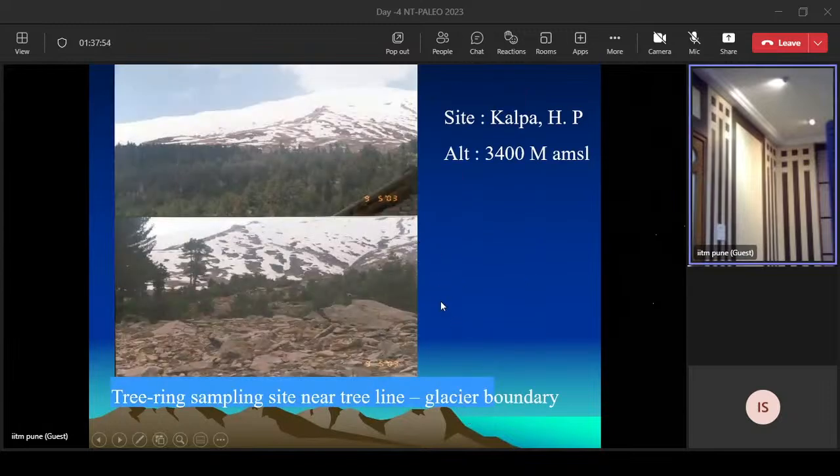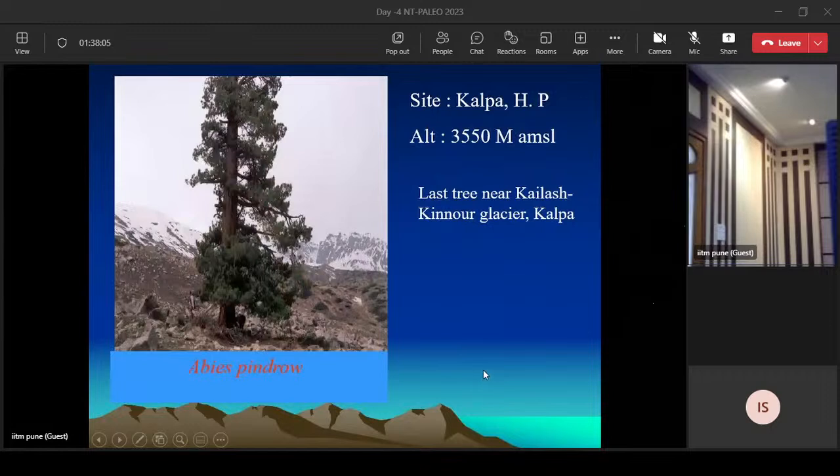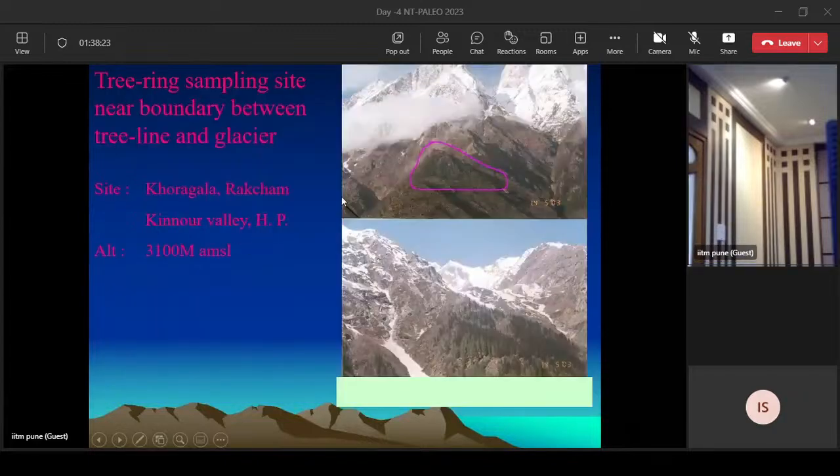This is another site which is near the tree line and glacier boundary. These samples are also very potential for this study. And this is the last tree near the Kailash Glacier, Karpa. This is Abies, and we got the age of this as 510. This is also one site from the Himalayan region.